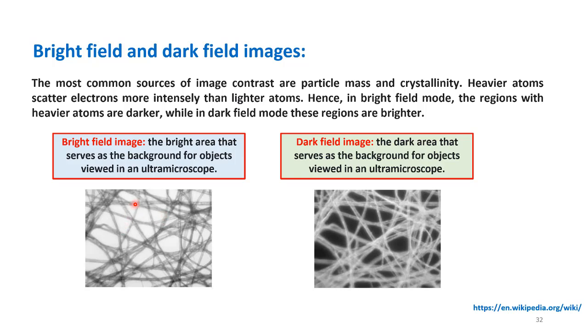So this is a bright field image, the bright area that serves as a background for objects viewed in a microscope. Then we have a dark field image. In this case, the background becomes dark and the object becomes light. So that is the dark field image. Both of them give us information about the sample, so depending upon our application and requirement, we choose whether we want bright field or dark field.